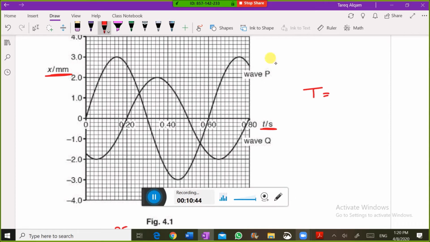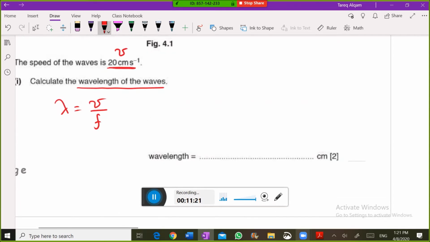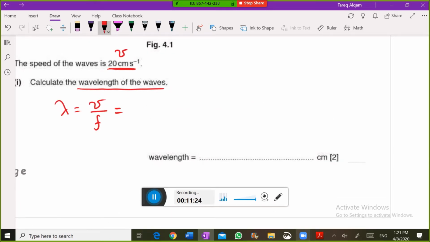This period is one complete oscillation. So the period is 0.60 seconds. The frequency is 1 over the period, so it's 1 over 0.60, which is 5 over 3 hertz. So I can substitute here directly: 20 over 5 over 3. So I will get 12 centimeters.